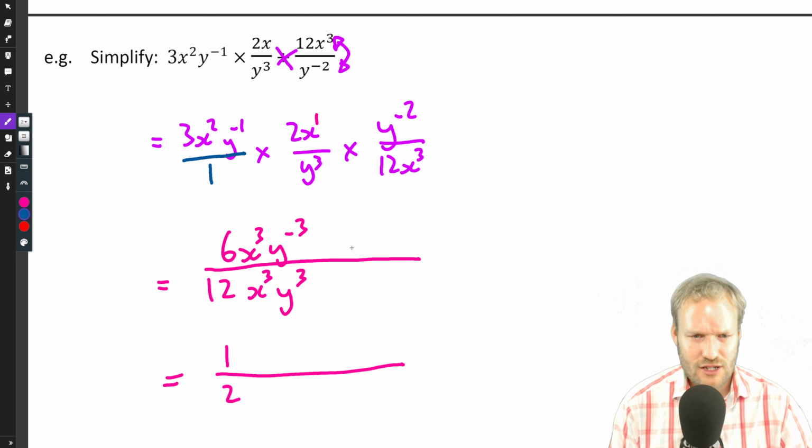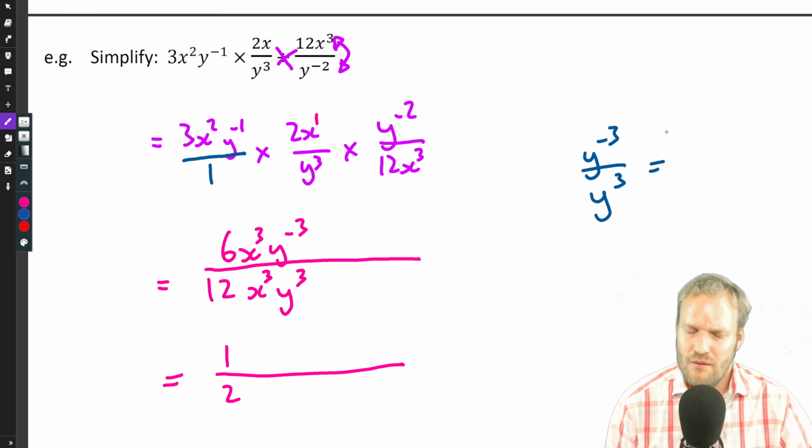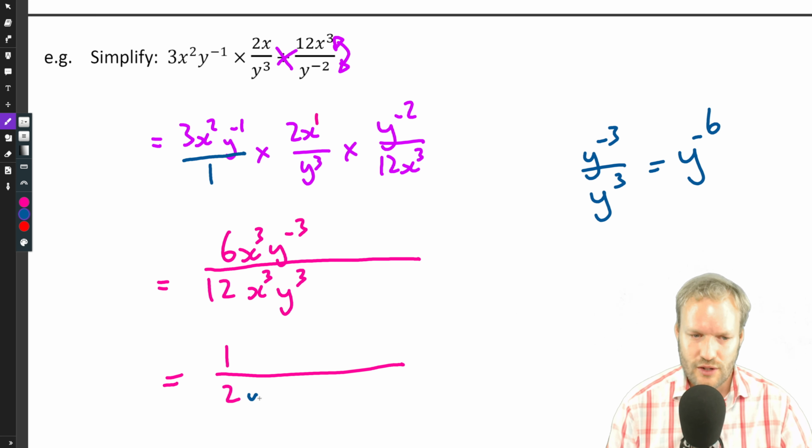And then we've got y to the minus 3, the last part, y to the minus 3 divided by y cubed. Well, I'm just going to use my exponent laws. Minus 3 minus 3 is y to the minus 6. In other words, we can write y to the 6 in the denominator. And that seems like a fairly reasonable approach here.